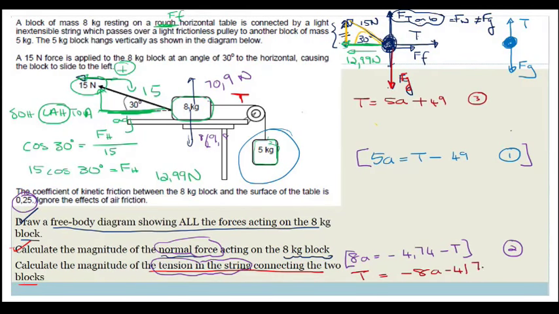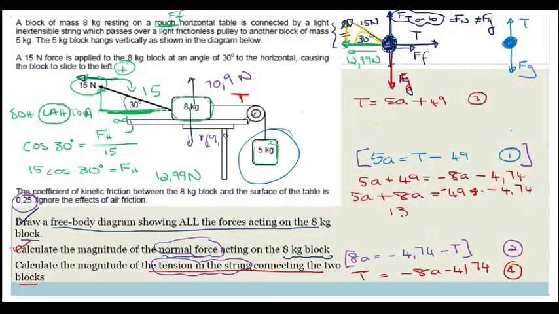And now we're going to equate equation 3 and 4. So we're going to go 5a plus 49 is equal to minus 8a minus 4,74. So we take all the a's to one side and all the other things to the other side. So we've got 5a plus 8a is equal to minus 49 minus 4,74. So therefore you've got 13a is equal to minus 53,74.